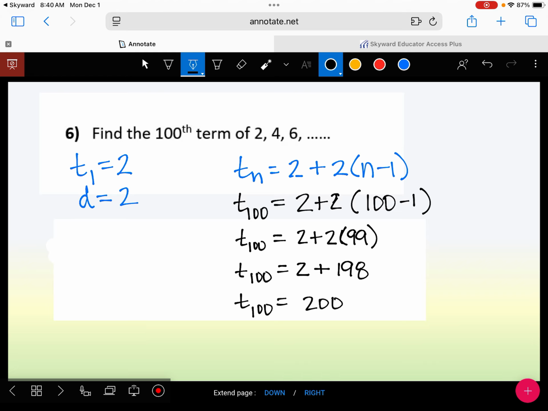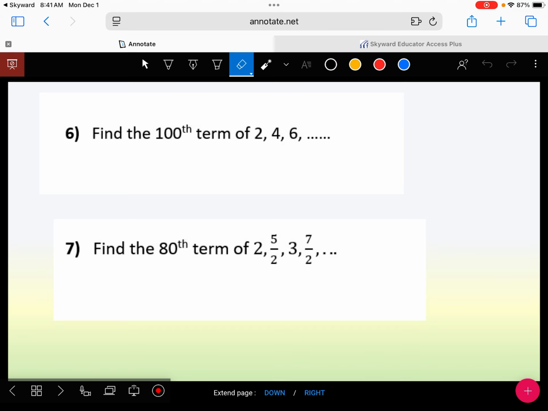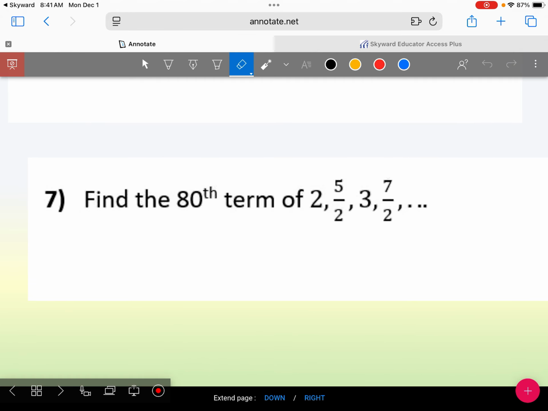All right, anybody else get 200? All right, I want you to try to do number 7 by yourself. For number 7, it's asking us to find the 80th number. Now, we got decimals, though, or fractions. We got some fractions. So you can feel free to convert this to a decimal if you want to. We know our first number is 2. So T1 is 2. What are we adding over and over again?